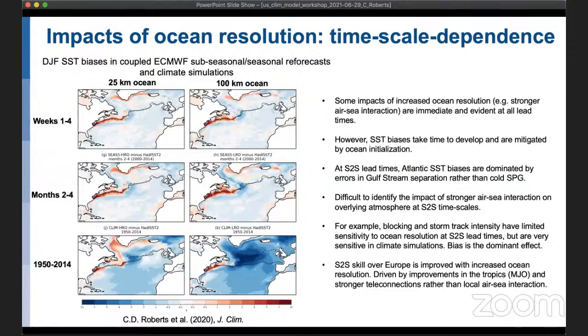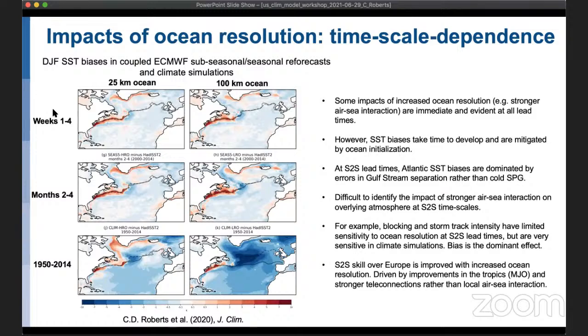So, although we see this very strong sensitivity to resolution in the ocean, the impacts are really sensitive to the timescale or the lead time you're interested in. Some of these impacts, such as the strength of air-sea interaction in western boundary currents, are immediate and are there at all lead times. Others, like the SST biases, take time to develop and are obviously strongly mitigated by initialization. So these plots on the left show the impact of ocean resolution in some subseasonal and seasonal reforecasts, and fully developed biases in climate experiments.